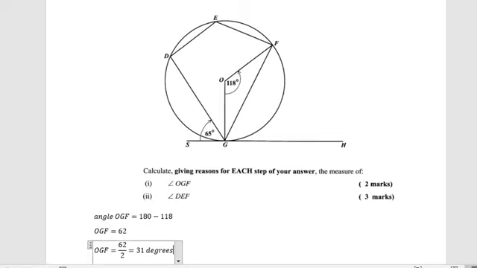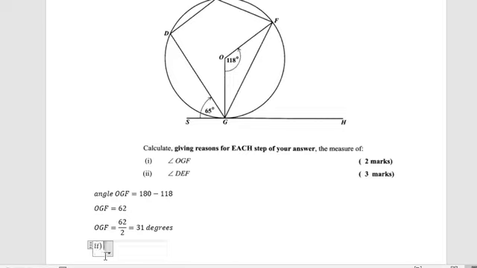And therefore angle OGF is equal to 31 degrees. And it also says to give reasons. So we know that it's an isosceles triangle, two sides are therefore of equal length and will have equal angles. And we know that the sum of angles in a triangle is 180 degrees, so that's how we subtract the given angle from 180. And then when we get 62 degrees, we divide by 2 because, as we stated before, it is an isosceles triangle, so we'll have two equal angles, and that's how we get 31 degrees.